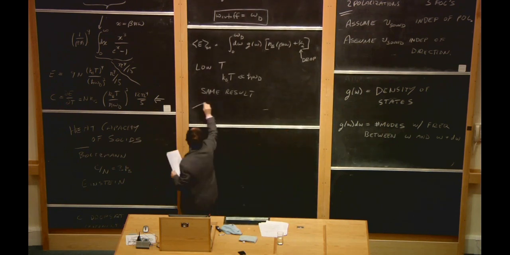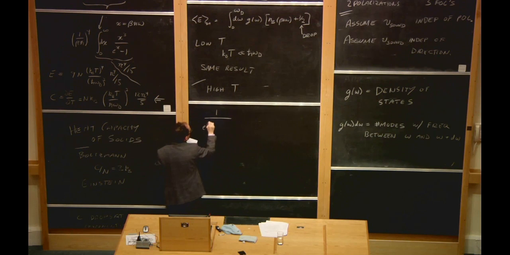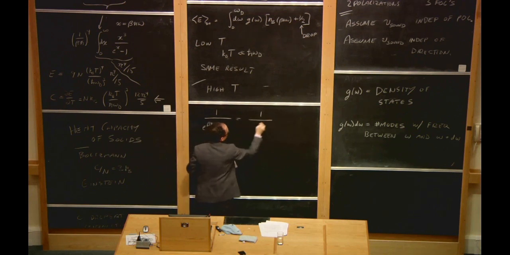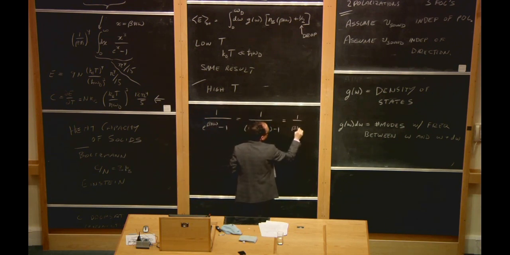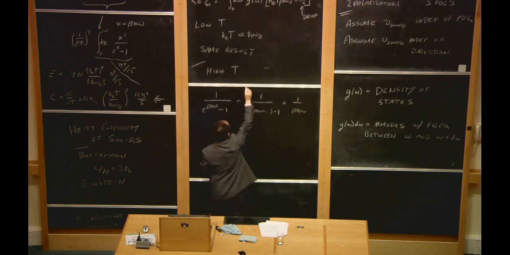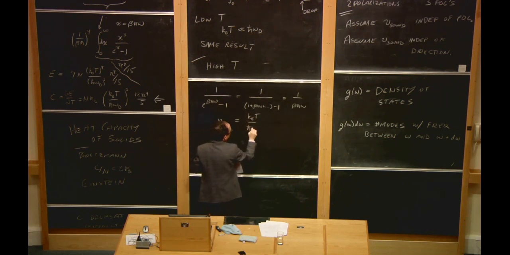But at high temperature, we have something different. So let's look at the Bose factor at high temperature. At high temperature, β ħ ω is a small number, so we can expand the exponential. So we get 1 plus β ħ ω plus dot, dot, dot, minus 1. So the 1's cancel. We get 1 over β ħ ω, so the Bose factor becomes k_B T over ħ ω.